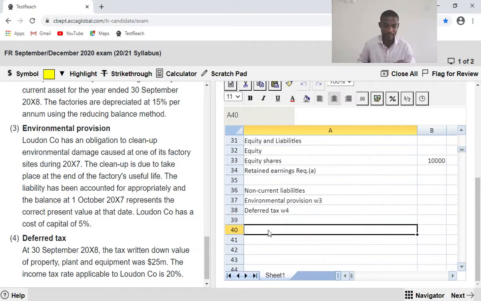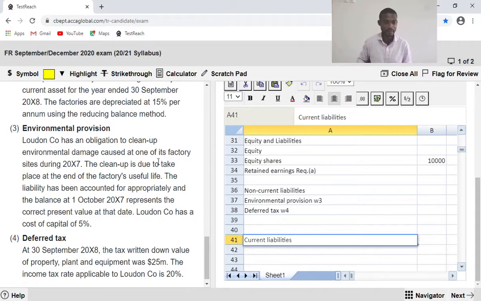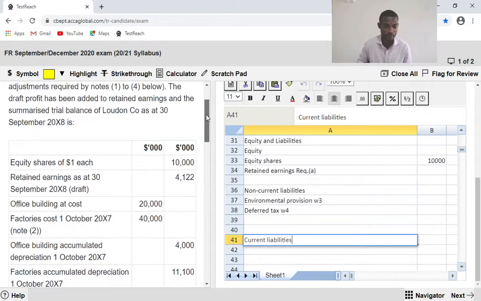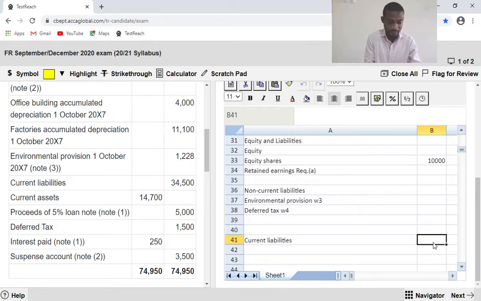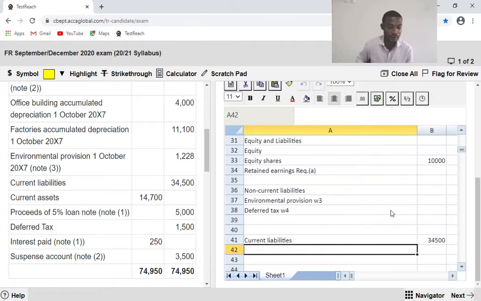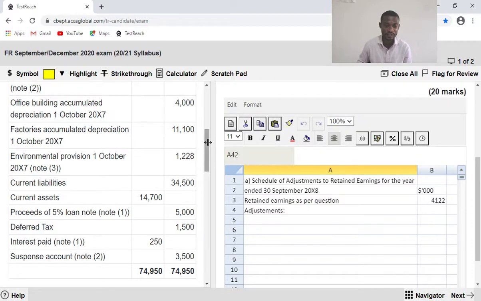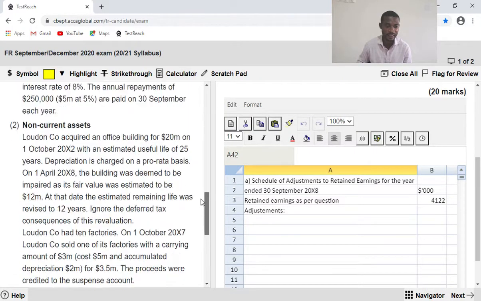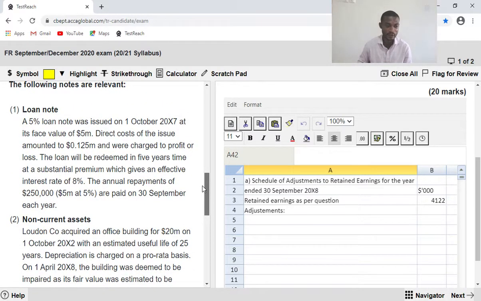Then I'll come down, let's leave 2 lines and say current liabilities. And on the face of the trial balance as well, the current liabilities is 34,500, no adjustment. So I'll type there 34,500. Easy. So I've drawn up this pro forma. Now the next thing I'll do is to take the notes one after the other and see the adjustments required, which I'll do as my workings. So let's take the first note.